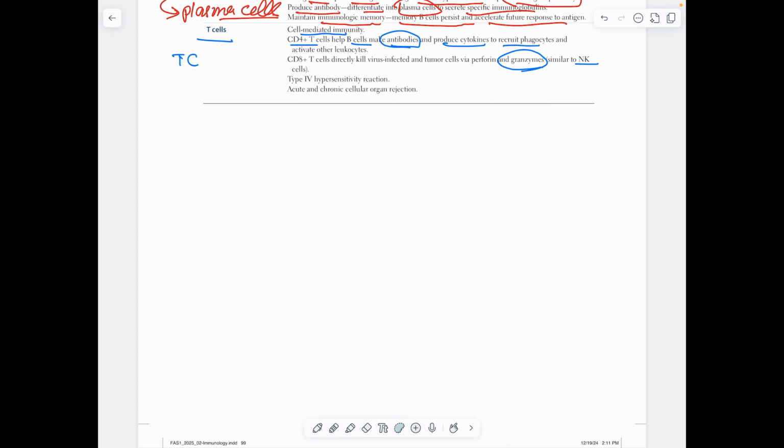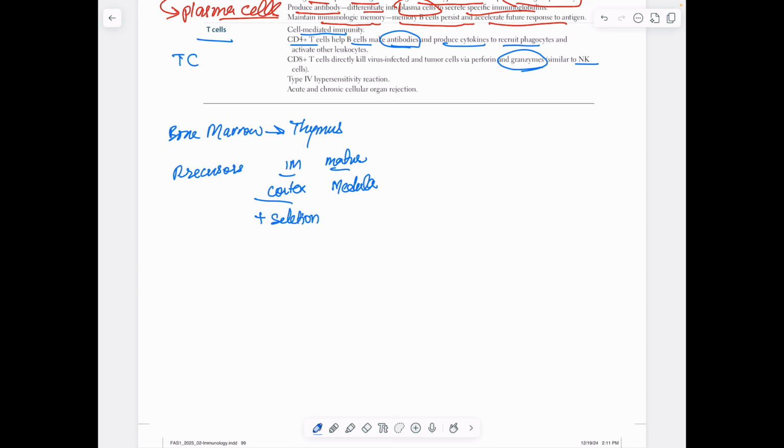Before moving to the next topic, we will start with the differentiation of T cells in a simple way. You know that in the bone marrow, the T cell precursors are formed and then go to the thymus. In the thymus, there are immature and mature T cells. The immature ones are in the cortex and the mature ones in the medulla. In the cortex, the immature T cells undergo positive selection.